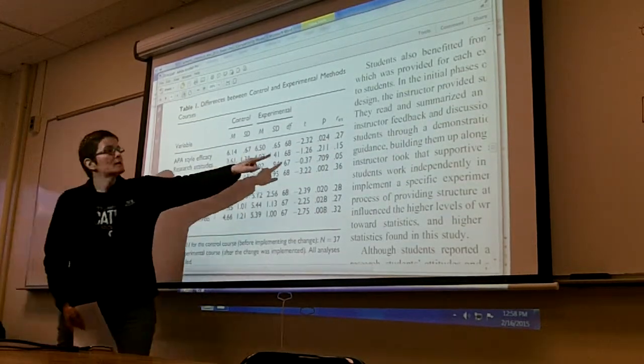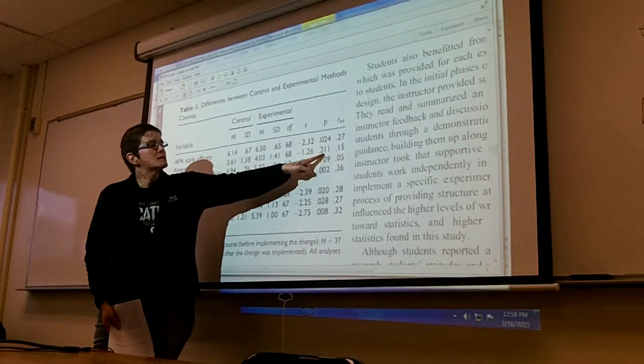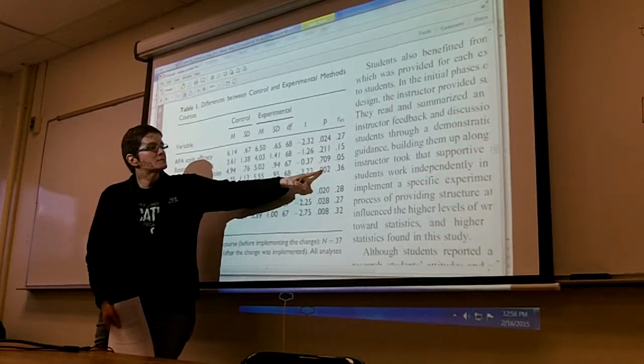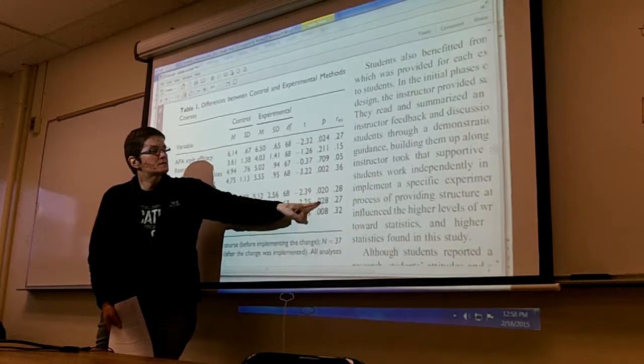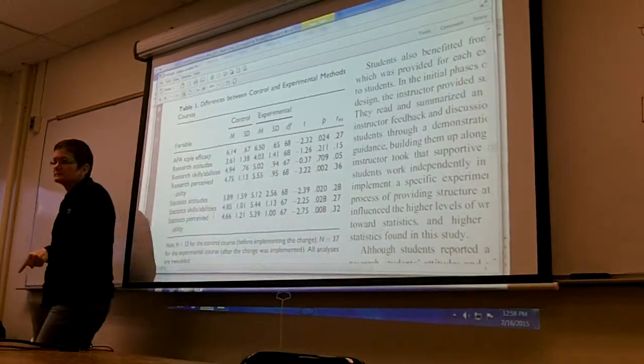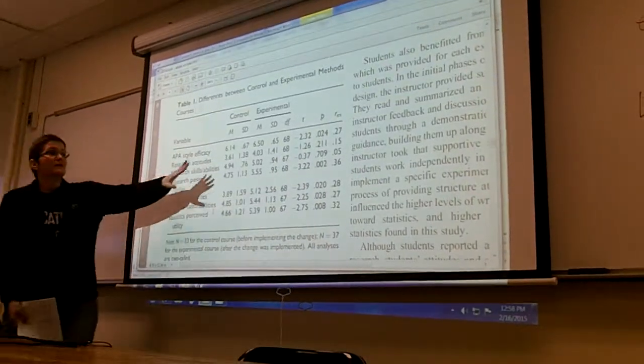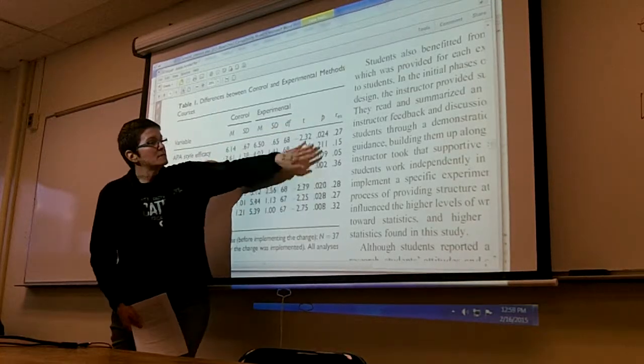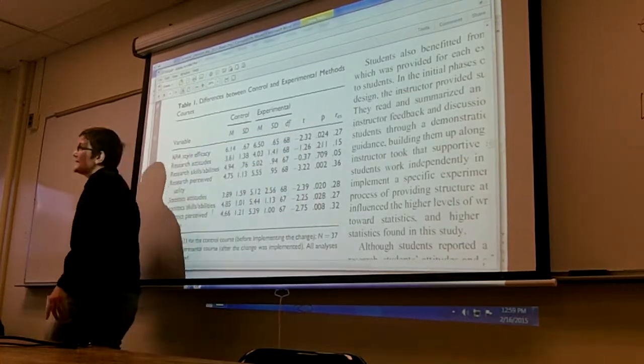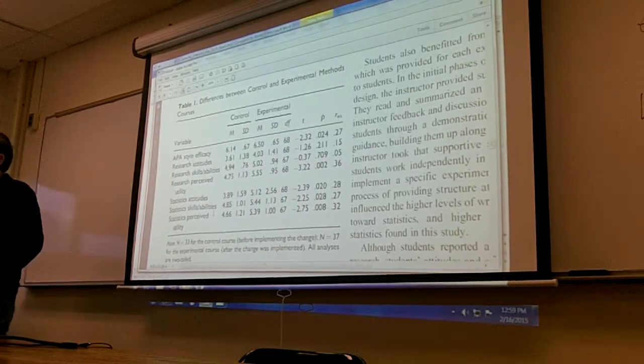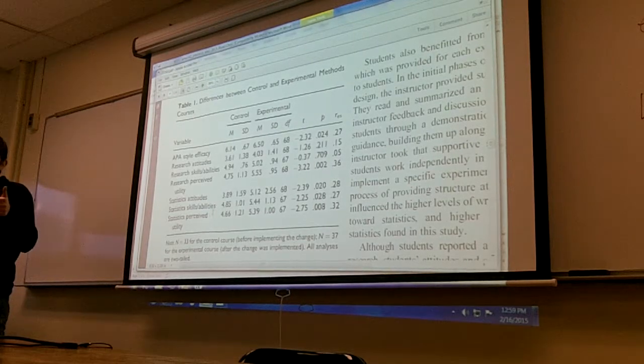Okay, so this one is significant, this one is not, this one is not, this one is, this one is, this one is, and this one is, right? So the critical thing is here in this column, the p-value needs to be less than 0.05 for it to be significant. Did everybody get that? Yeah. You able to read the table?